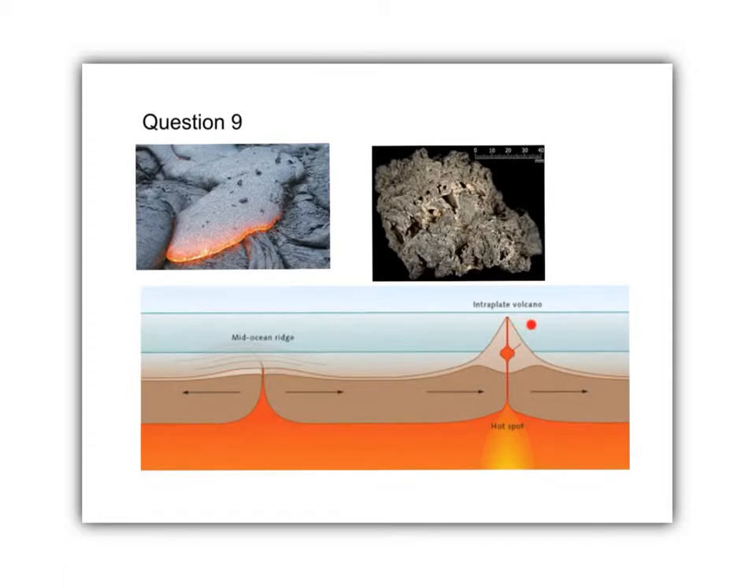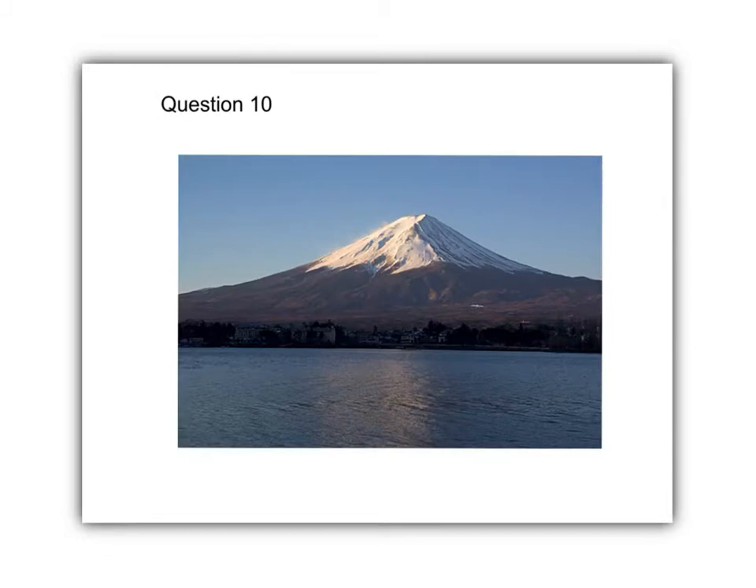Right here we have our intraplate volcano, and it's pretty simple. An intraplate volcano is just a volcano that occurs in the inner portions of a plate, not at the edges. Question 10. The most violent volcanic eruptions come from this type of volcano, and right here, what you're looking at is a composite cone volcano. So when this volcano erupts, it will cause the greatest and most violent eruptions.